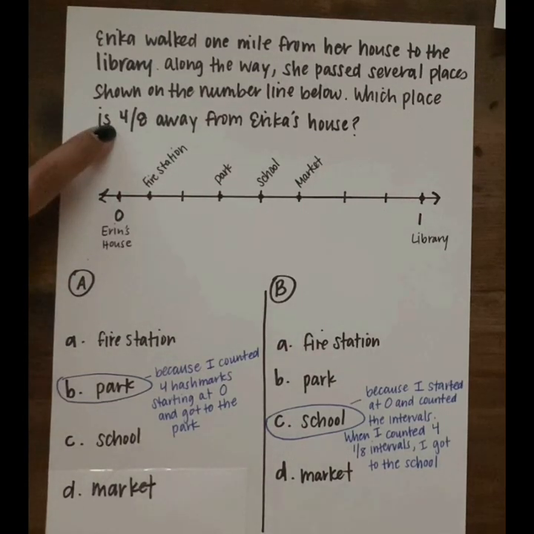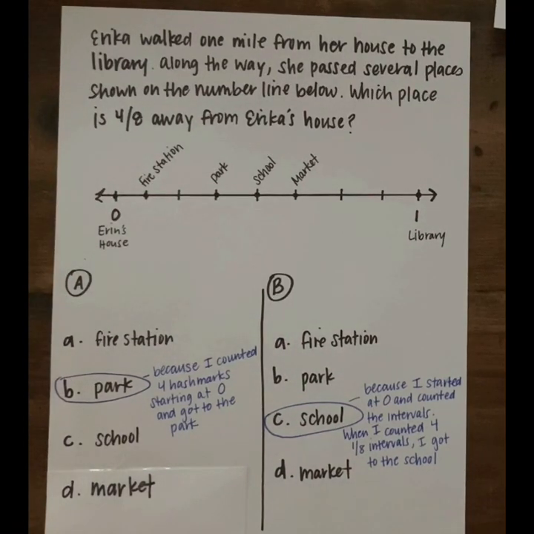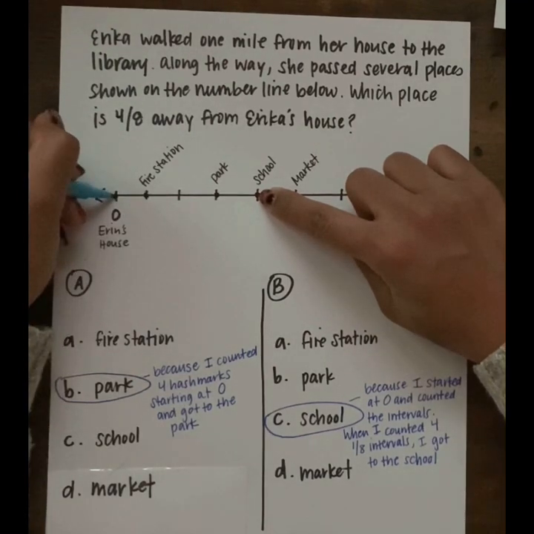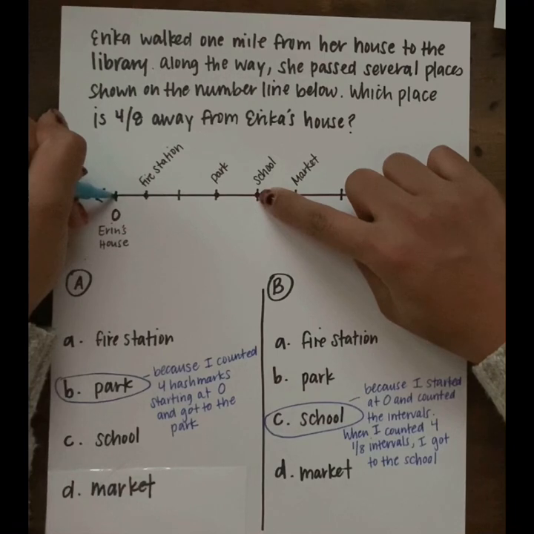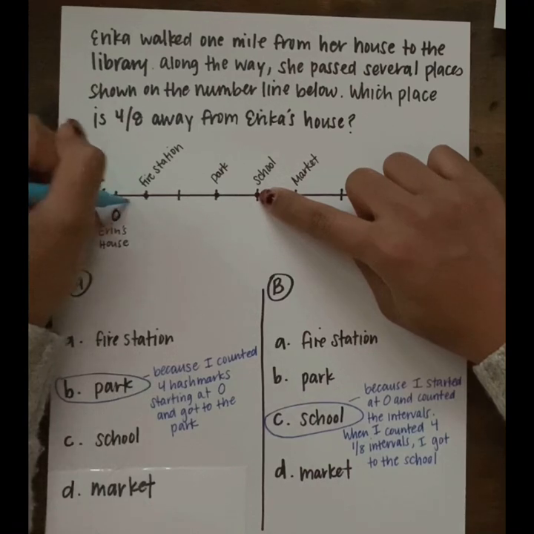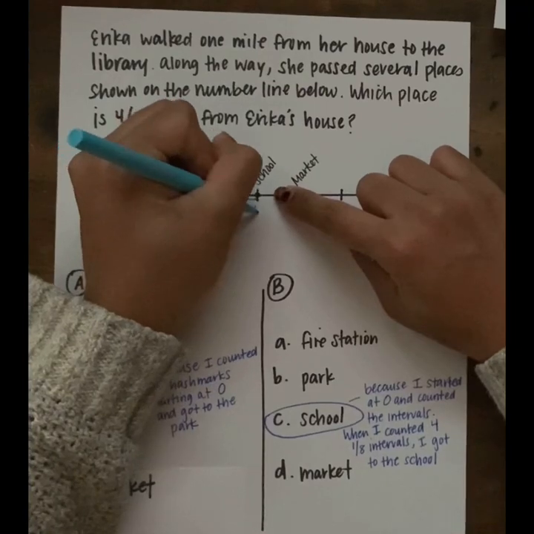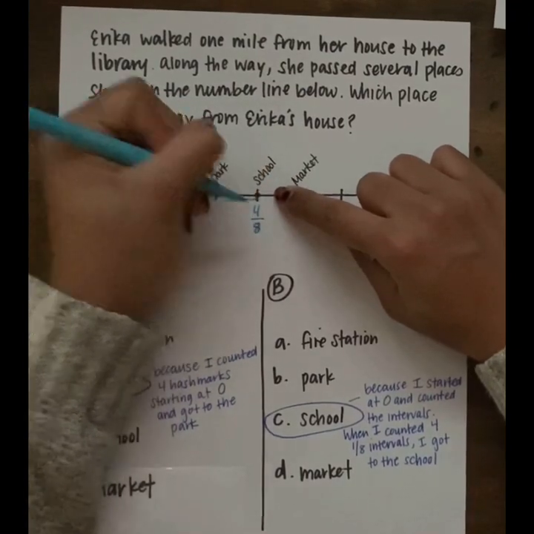Which place is 4/8 away from Erica's house? And how do you know? Say your answer out loud. I heard you say that the place that's 4/8 away from Erica's house is the school. You know this because we could start at 0 and count our intervals by the unit fraction, which is 1/8. 1/8, 2/8, 3/8, 4/8. After we count 4/8, we arrive at the school.